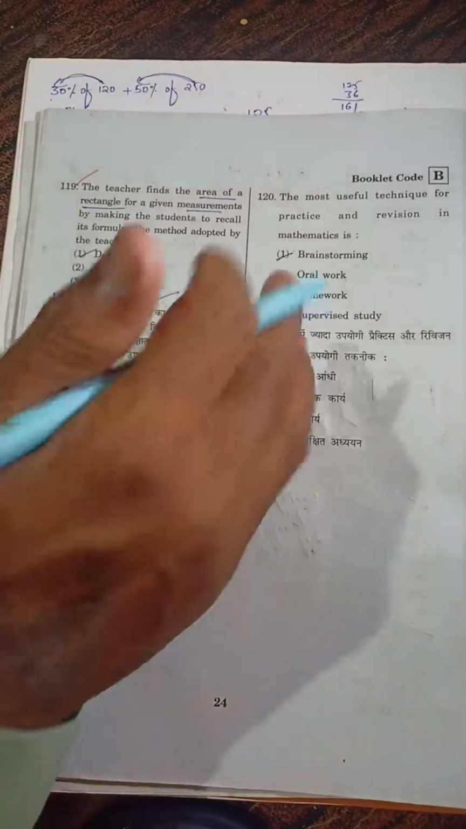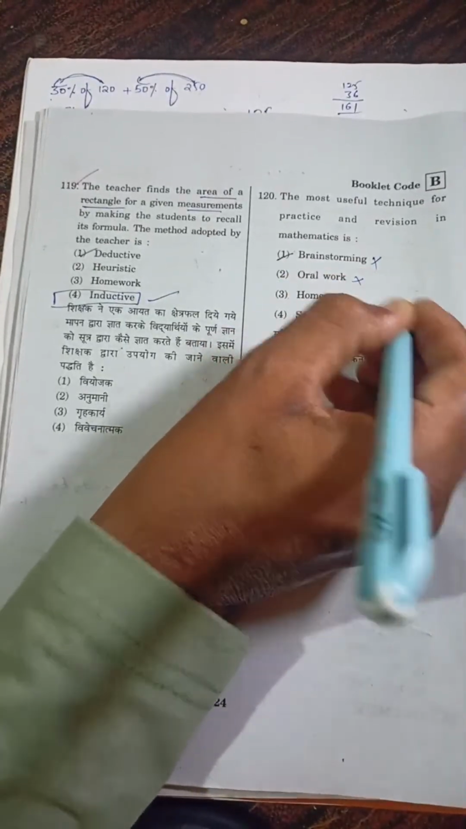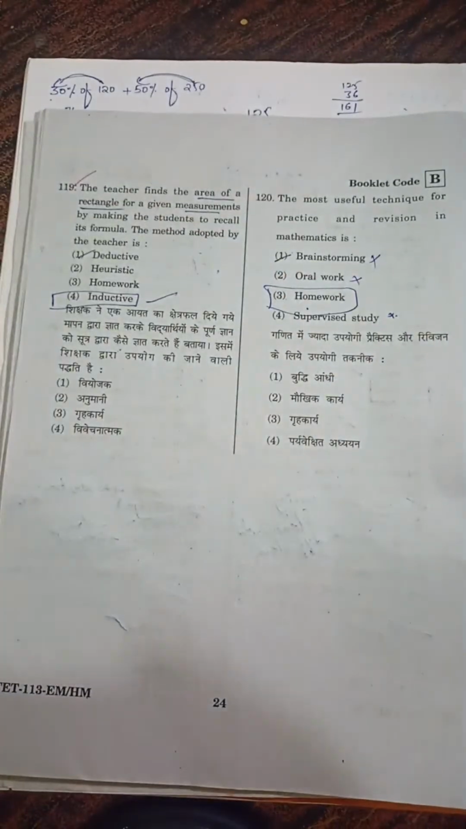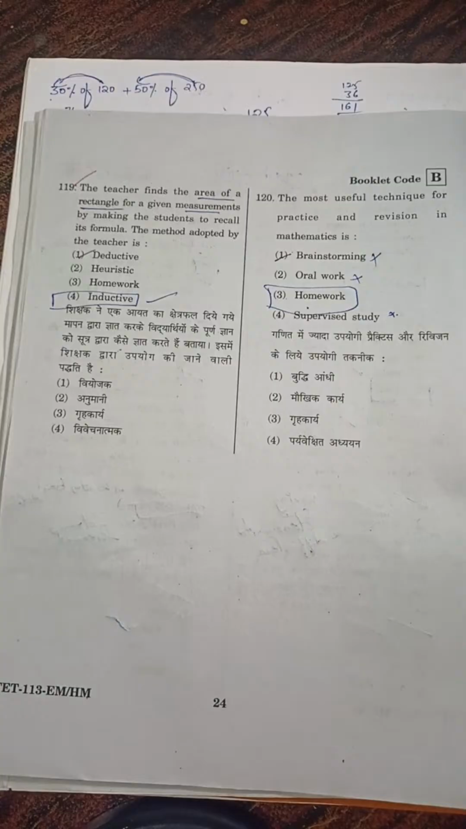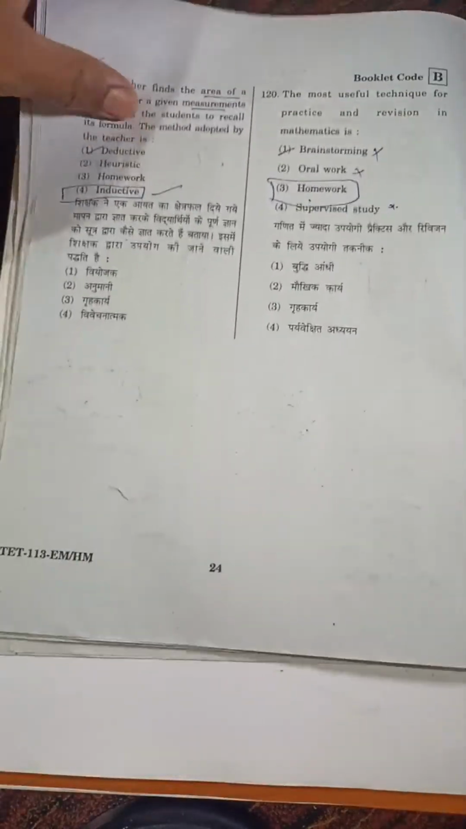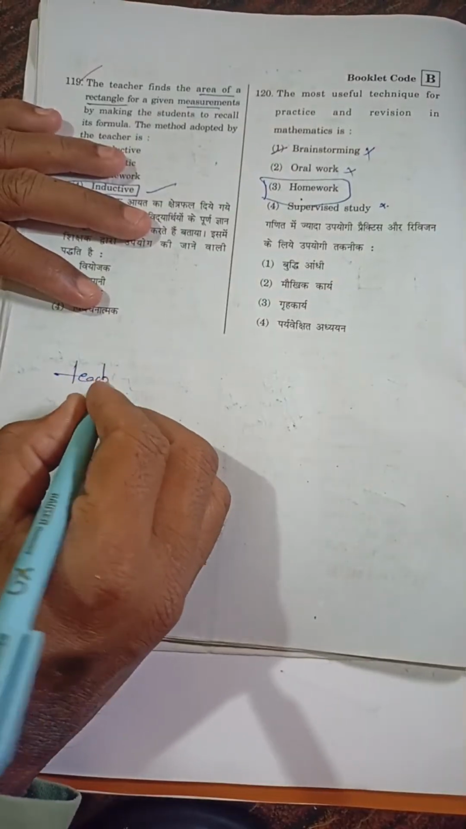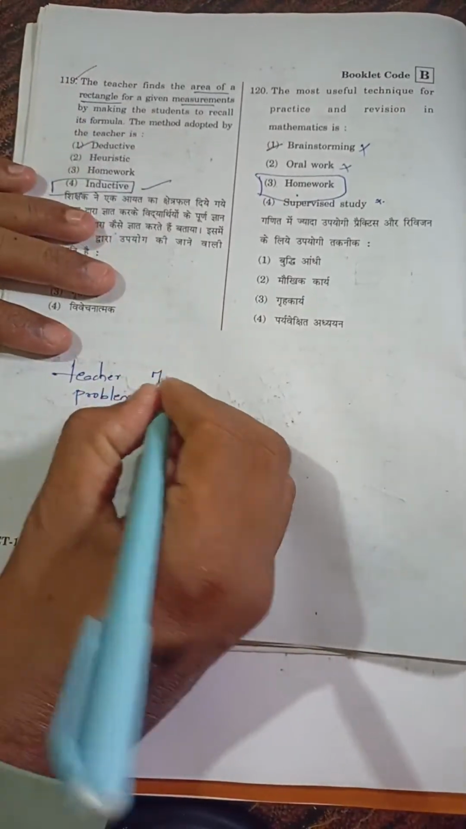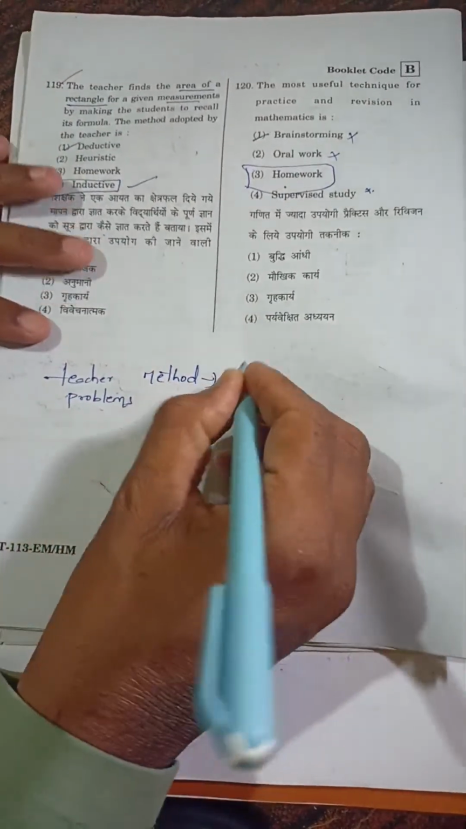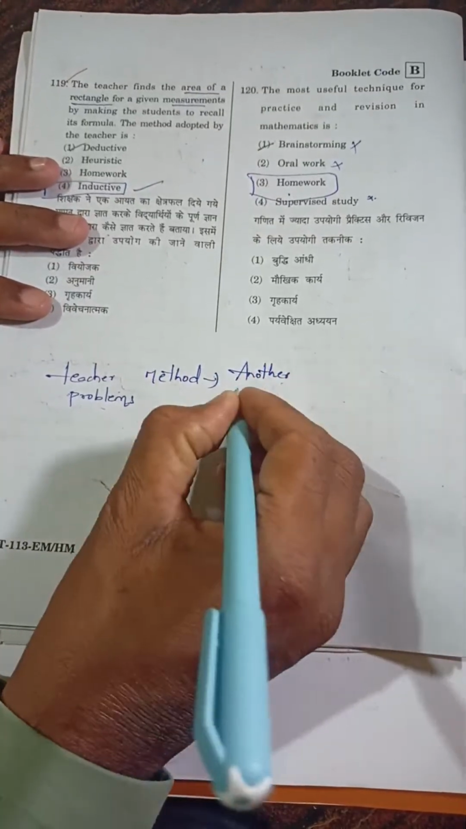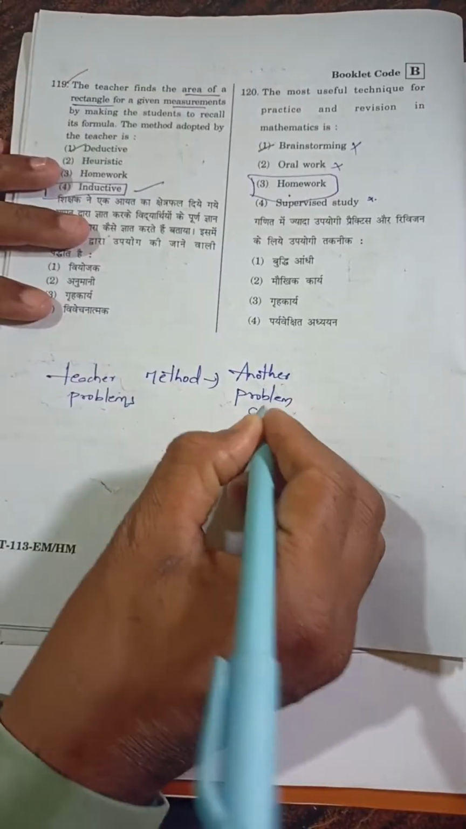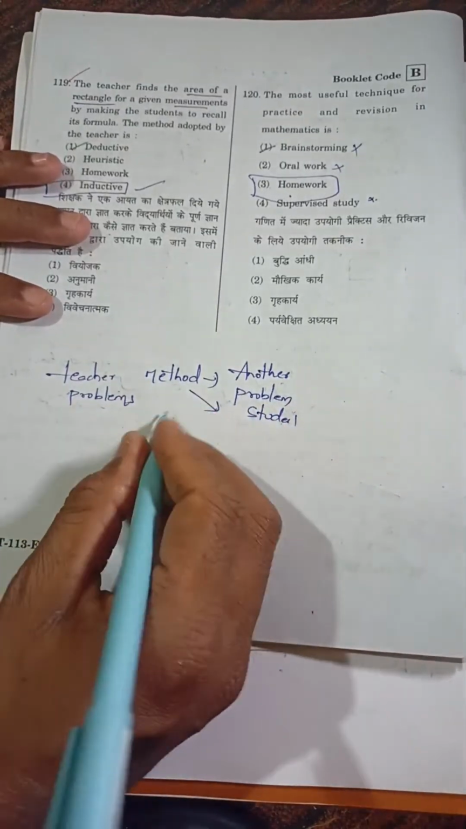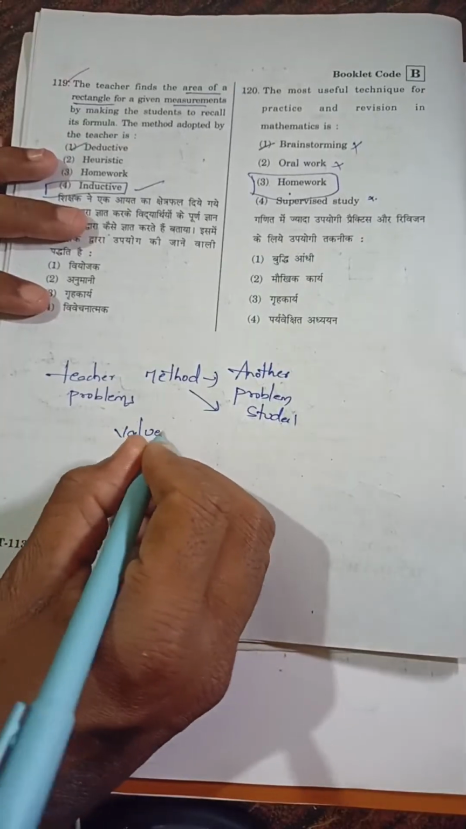The technique is brainstorming, no. Oral work, no. Supervision, no. There is only homework, which makes the student practice at home the similar problems which are taught by the teacher in the class, and the same method-wise other problems are given to the student. So the teacher explains some problems, and if the teacher explains some problems of the method, the same method-wise another question will be given to the student as homework, where the values will be changed.